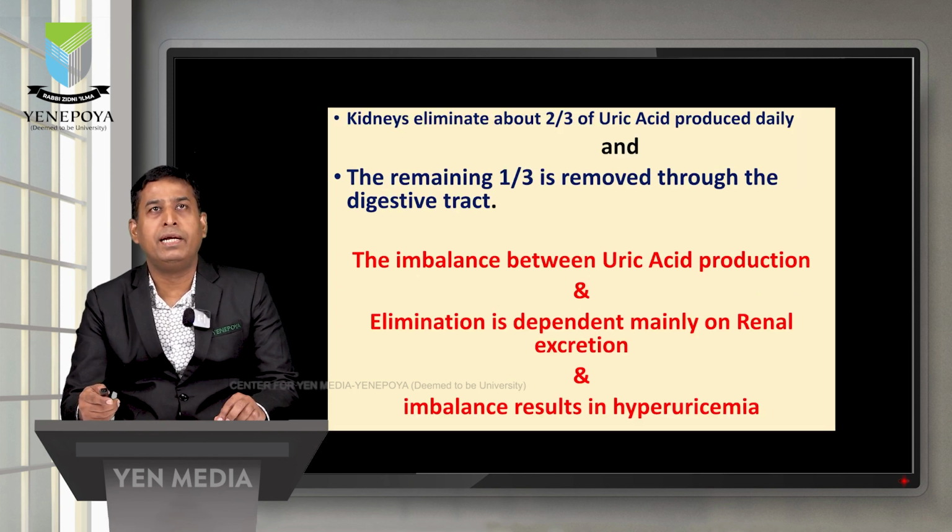Therefore, it is very clear that the kidneys eliminate about two-thirds of the uric acid produced daily, and only the remaining one-third is removed through the digestive tract. Hence, the imbalance between uric acid production and elimination depends mainly on kidney excretion, and any imbalance between production and elimination through the kidney results in hyperuricemia.